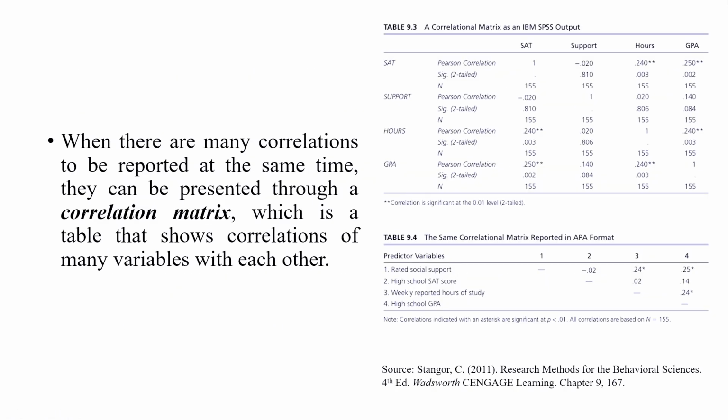Now, sometimes there are many variables involved. Okay, when there are many variables involved, then how do you present the correlations? Then you typically present them in a correlation matrix. You can see here there are 4 variables, and basically they are all related to each other as well. So this is basically how they are reported. The ones with the asterisk are the ones that are significant. Okay, all correlations are based on n equals 155. Here is also a correlation matrix that comes out as an output in the IBM SPSS software. I am sure everybody knows about it.